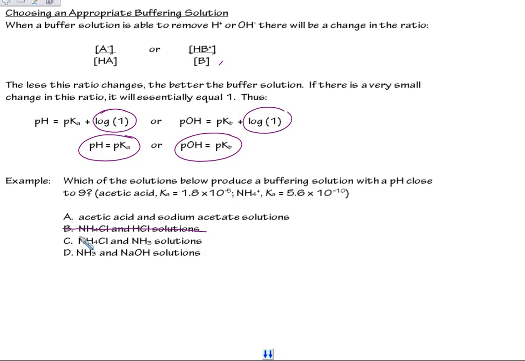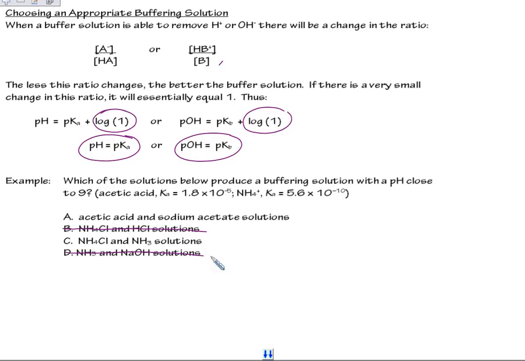But D, out. Ammonia is a weak base. Sodium is a spectator. Hydroxide is a base. That's not even a buffered solution. Well, there, we got it down to 2.